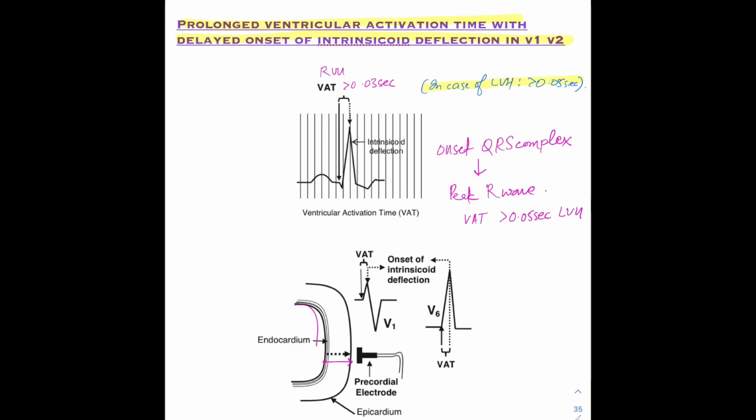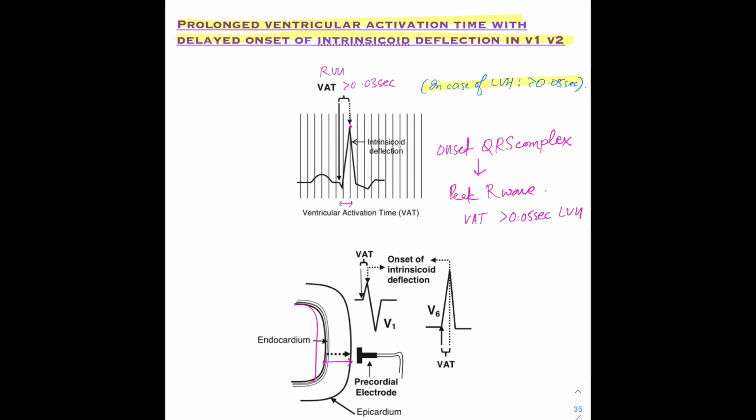Okay, so if we will be having increased thickness of the ventricle, the time it's going to take from endocardium to epicardium will increase, which will be shown in the form of increased ventricular activation time. Since there is an increase in the ventricular activation time, the onset of the intrinsicoid deflection will also increase.